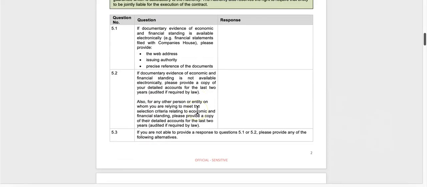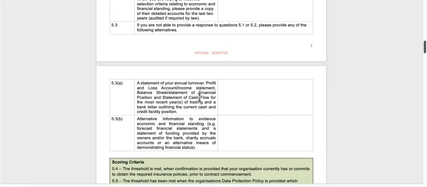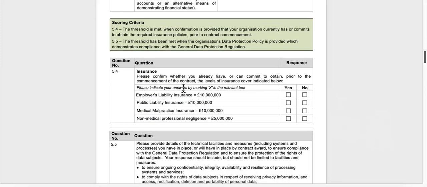If documentary evidence of economic and financial standing is not available electronically, you can provide a copy of your detailed accounts for the last 2 years. If your organisation is required to have audited accounts, it should be the audited copies of accounts that you upload. If you're not able to provide a response to questions either 5.1 or 5.2, there are some alternatives that you can upload, and these are listed at 5.3a and 5.3b.